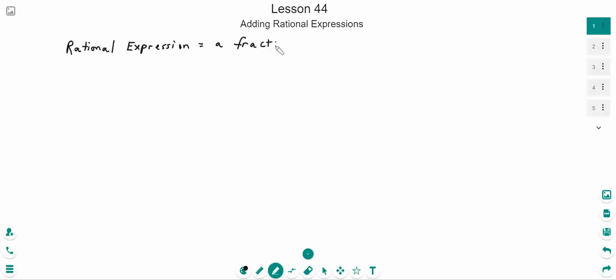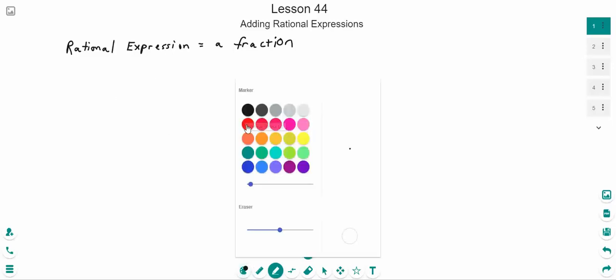It's as simple as that. We're not going to make it any more complicated right now. So a rational expression is a fraction. Remember what that is, because we'll be using that term, rational expressions, a lot throughout the year. So put this in your notebook, and then we can move on. So today we'll be looking at adding rational expressions.